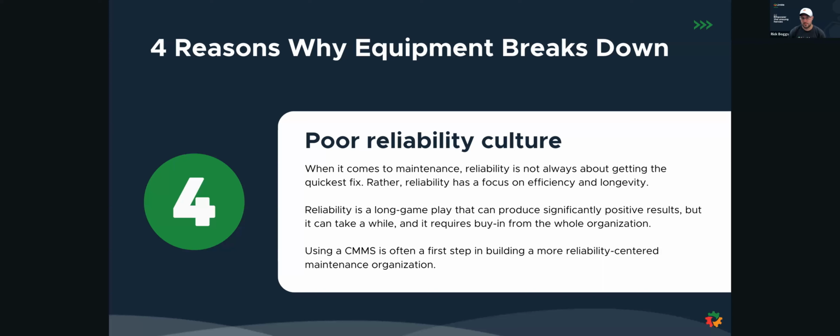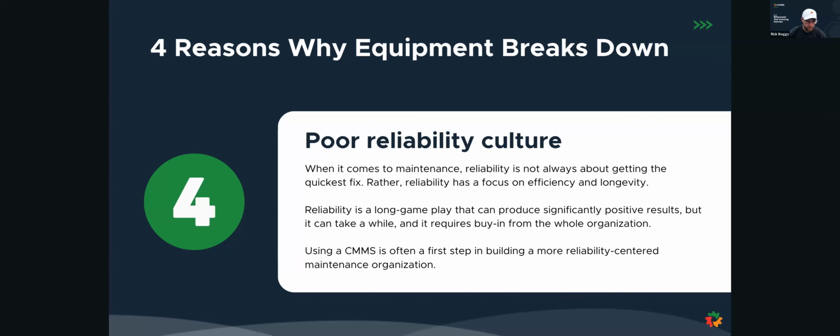And using a CMS is often the first step in building a more reliability-centered maintenance organization, because we can start to track why things are failing and have an understanding of what assets are actually failing and how long. And when you're in just this reactive mindset, you won't be able to implement any kind of PM program. And ultimately, that's just going to stop you and your team from effectively identifying the causes of these equipment failures.